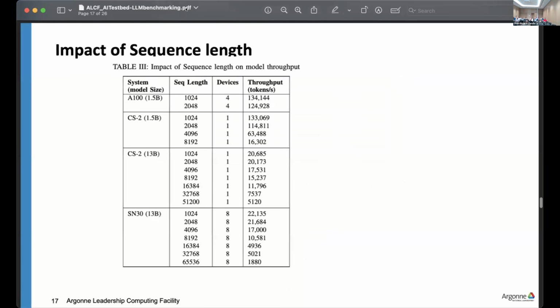This table looks at the impact of sequence length. Starting from 1K, we try to increase the sequence length, across 2 models, a 1.5 billion model and a 13B model. If you see one trend, when you increase the sequence length, it obviously takes a toll on the throughput. Again, it also depends on how many devices can be used. If you're increasing sequence length, we would definitely need more devices.